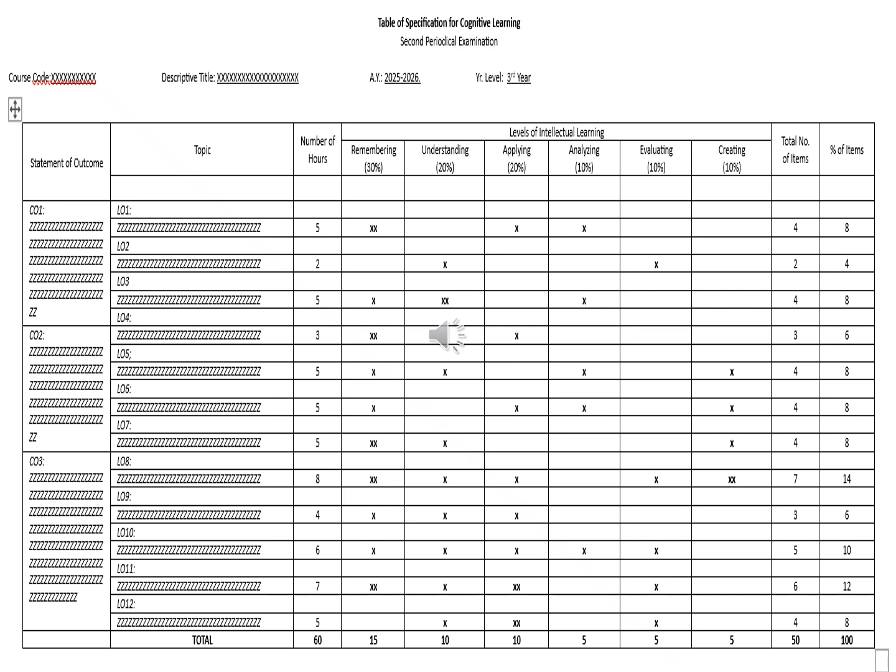Under these levels of intellectual learning are the cognitive levels: remembering, understanding, applying, analyzing, evaluating, and creating under Bloom's taxonomy. Then the 10th column is the total number of items, and the last column is the percentage of items. So that is the table. Now I'm going to chop the table for a clearer understanding.